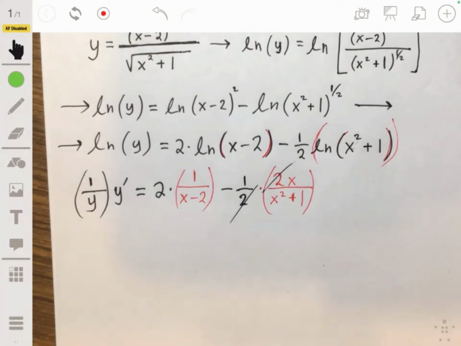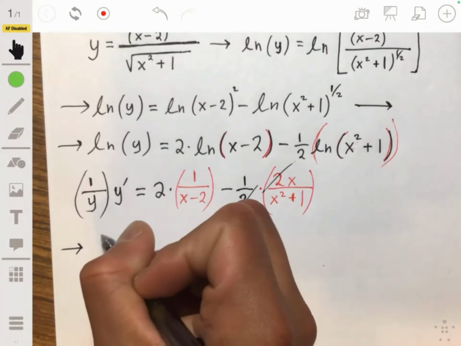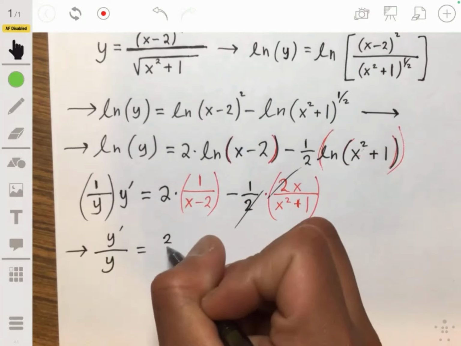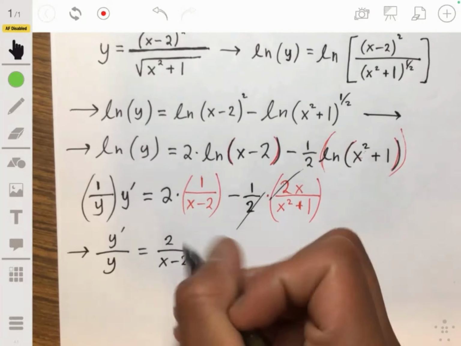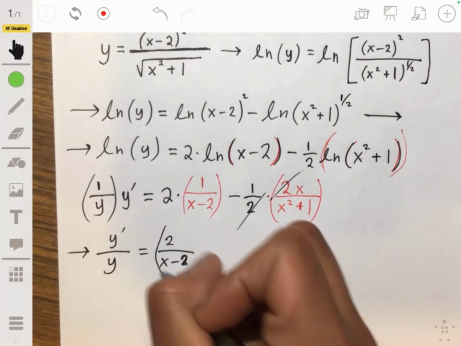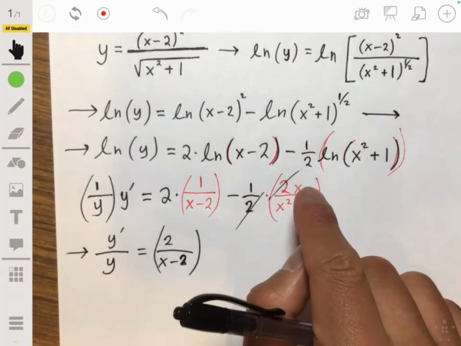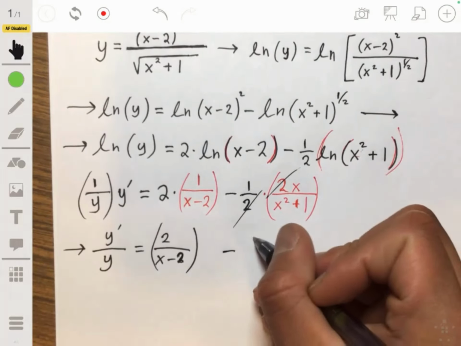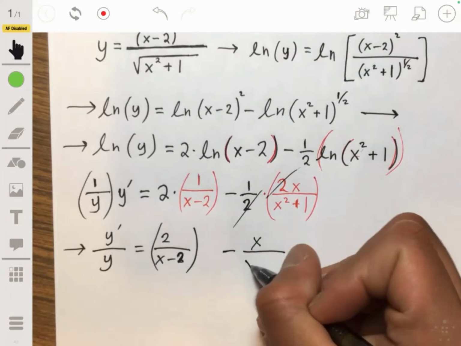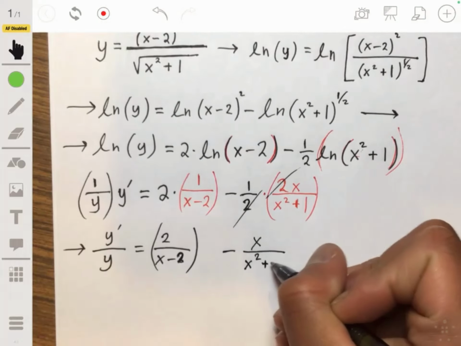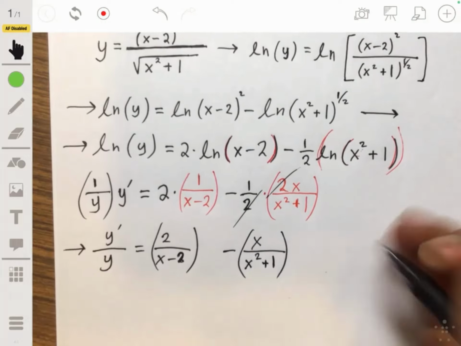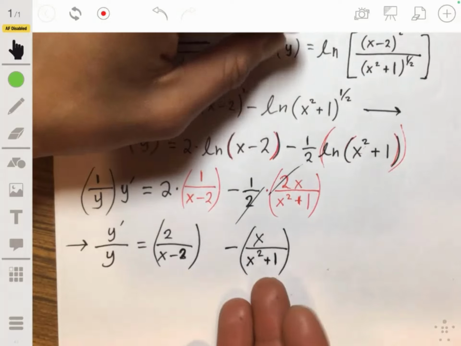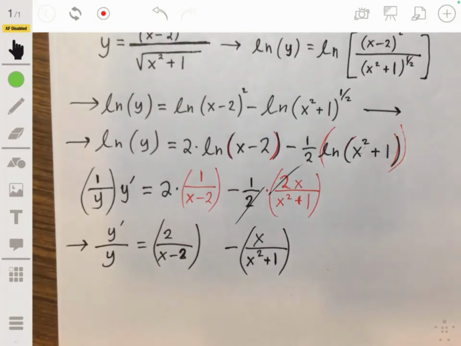And then so essentially we have y prime over y be equal to 2 over x minus 2, minus x over x squared plus 1. The rest of this is really just algebra. Not easy algebra, but it's really just algebra now.